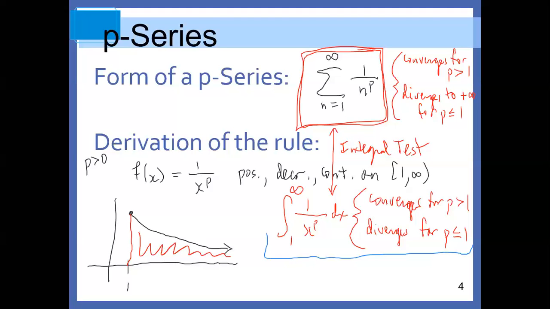Okay, and by the way, what about this series right here? What about the sum n going from 1 to infinity of 1 over n? What about that series based on this test? Does that converge or diverge? It diverges, because what's P in this case? Yeah, P is equal to 1. So this thing diverges. Right? That's the harmonic series.